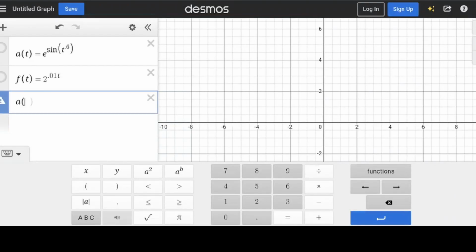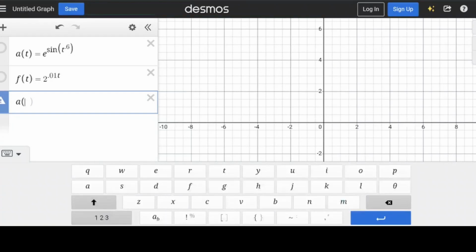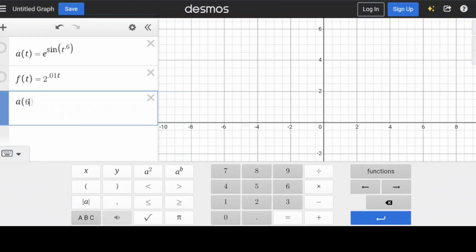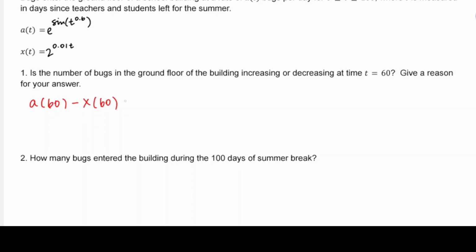A of, it was 60, I think. A of, oops, 60 minus f of 60. And that's negative 1.059. So I'm going to go back to my paper, report my value, point out that that's less than 0. That's going to be a reason for my answer. And so I'll say the number of bugs is decreasing.